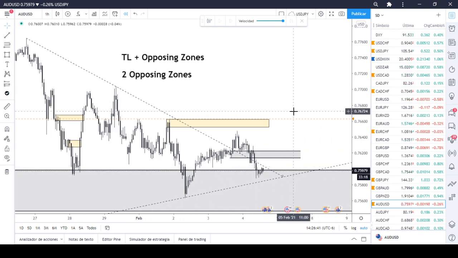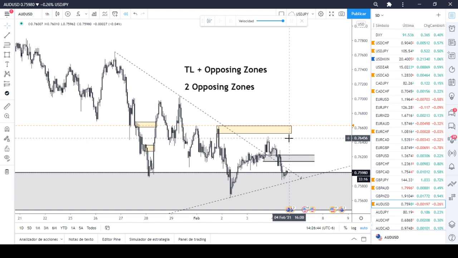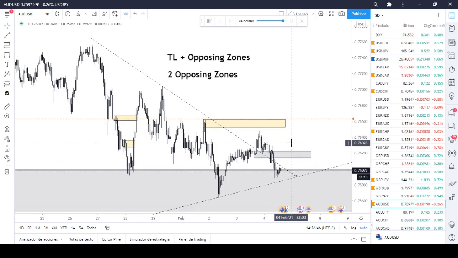Until I see that, for instance, price removes this zone and removes the trend line. So I will identify the responsible zone of doing that, and I will place my buy entry there.